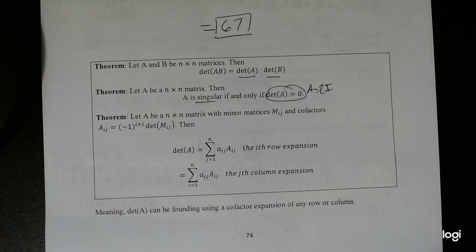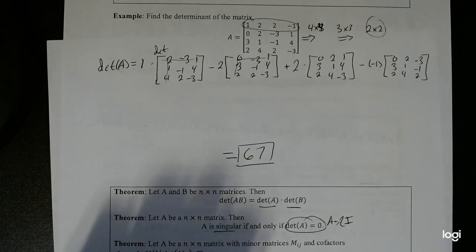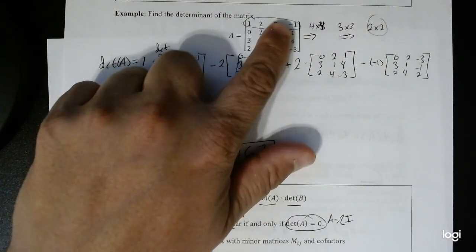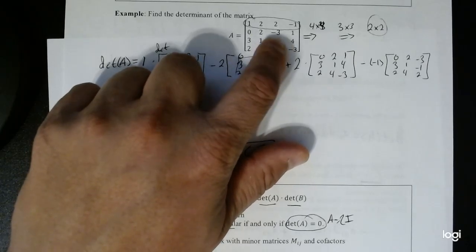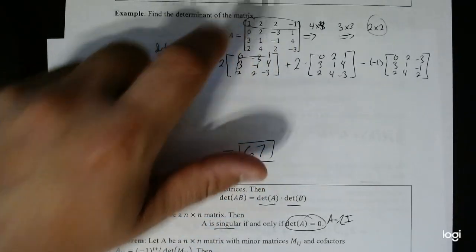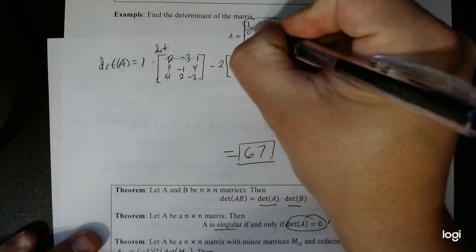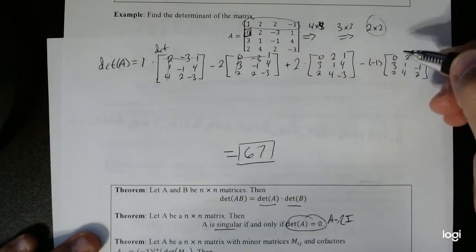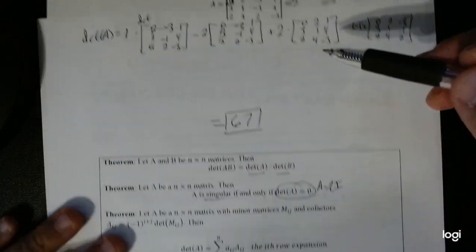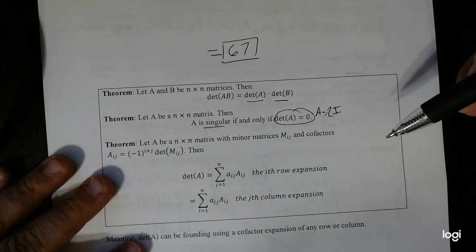Now the reason why that's fun is because sometimes one is much easier to do than the other. Instead of just brute forcing your way by always doing the first row, if there's a bunch of zeros somewhere, like for example here, this is nice. It gives you less work to do, and that determinant is going to be identically the same.